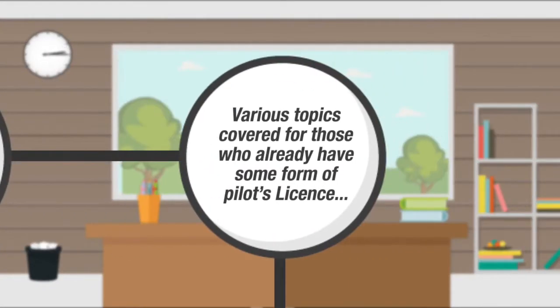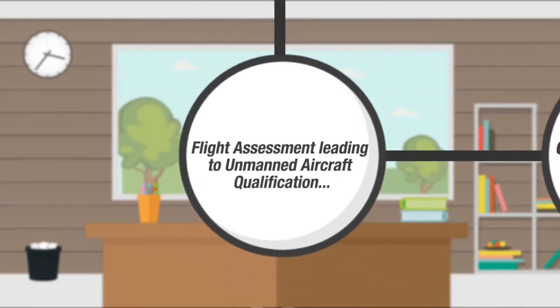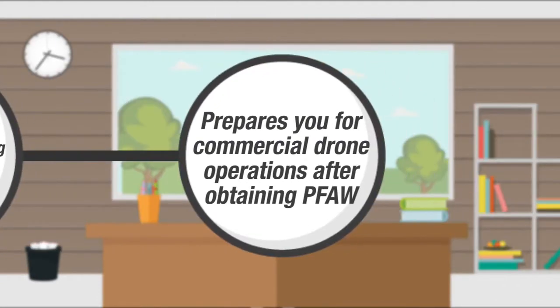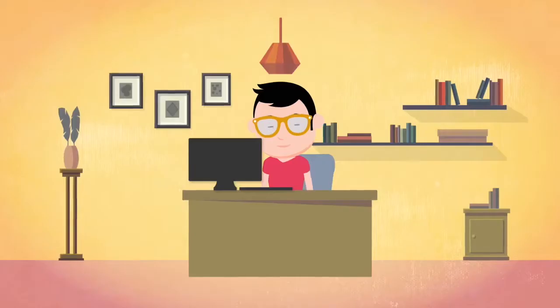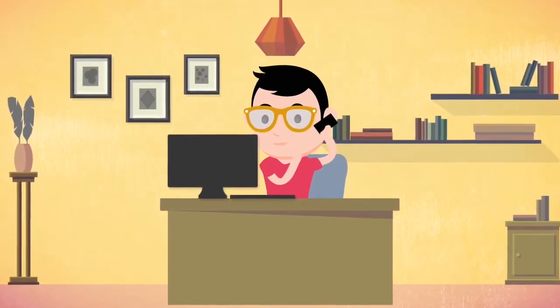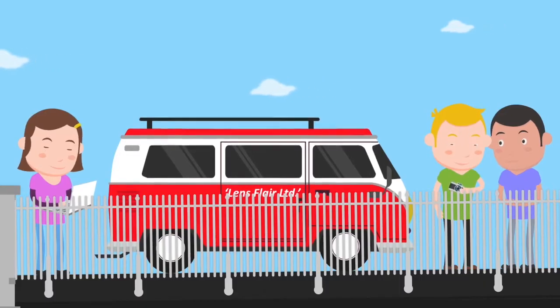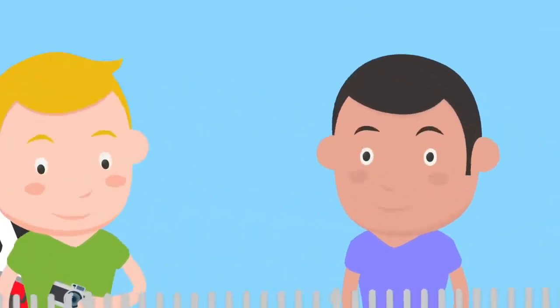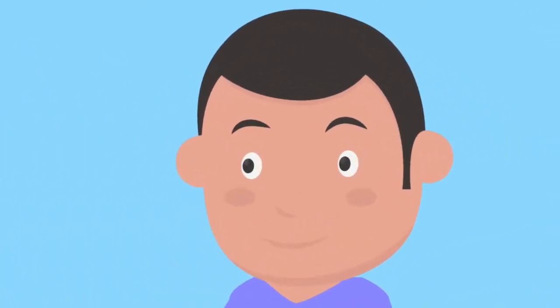This is a 2-day course consisting of 1 day of theory and then 1 day for the flight assessment, aimed at individuals who already hold some form of CAA-approved pilot's license. Covering topics including the differences between manned and unmanned aviation, this course prepares you for commercial drone operations. Charlie thinks this would suit Jamal, an experienced pilot who needs to brush up on his understanding of rules and regulations regarding drones. He also needs to get professionally qualified for drone flight.